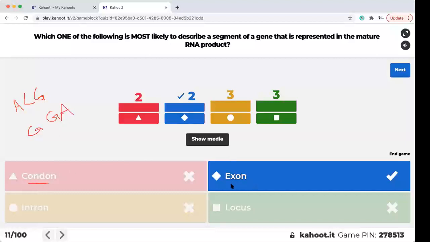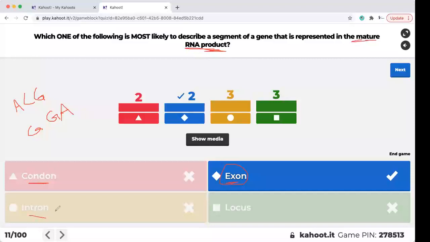What are exons? Exons are parts of the mRNA that will be expressed or code for protein. These are parts of the mRNA that will be useful and used for producing protein. Since they code for protein, they will be present in the mature RNA product.